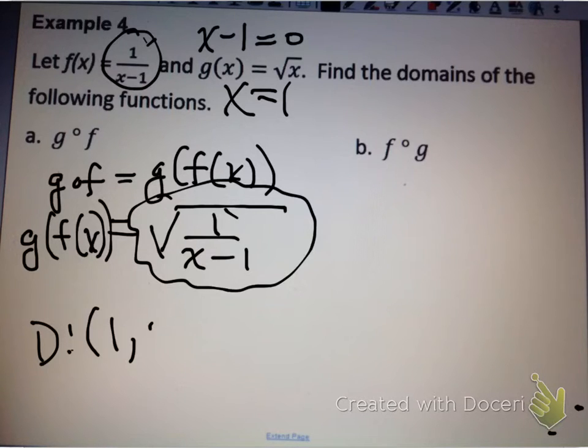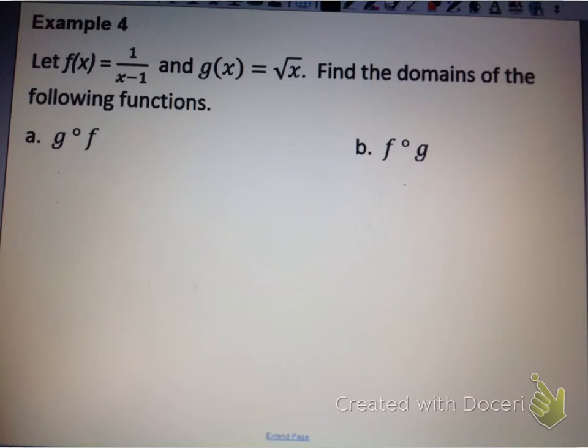from 1 to positive infinity. I want to point out that the domain cannot be 1, and that's why I have the parenthesis on 1.